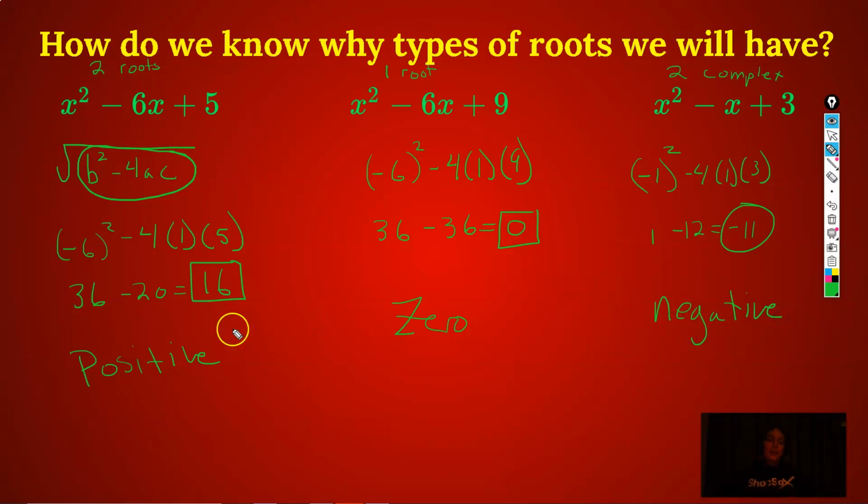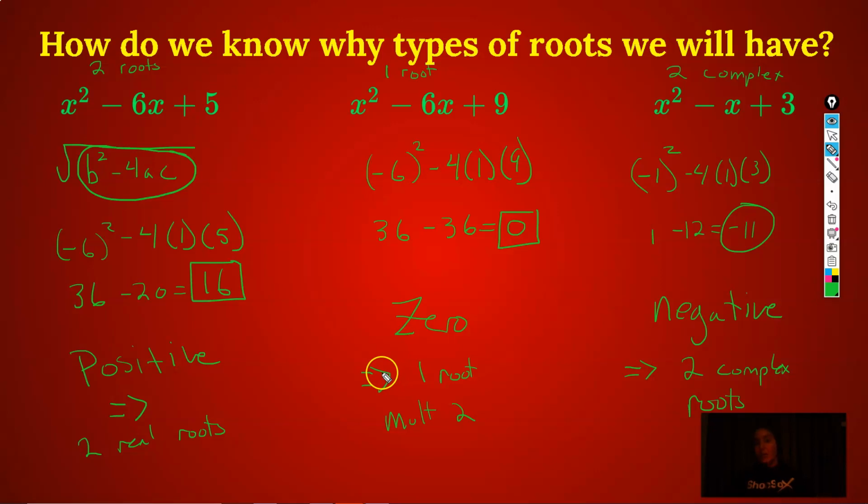So what's the pattern? Positive discriminant implies two real roots. If you get a discriminant of 0, that implies one root, multiplicity of 2. And if you get a negative discriminant, that implies two complex roots. And that's how you can tell the nature of your roots before you even solve it out.